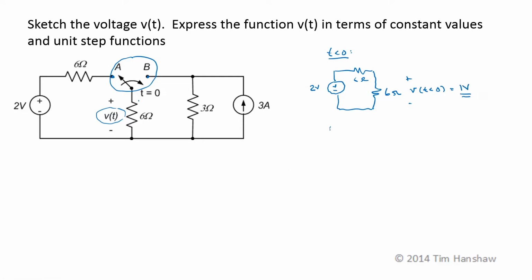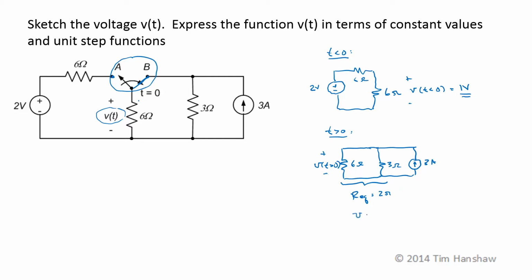Now, for t greater than 0, the switch is connected at point B here. So I have my 6 ohm resistor again. This is still V of t, but now at t greater than 0. This is in parallel with a 3 ohm resistor, which is also in parallel with a 3 amp source. So if I combine these two resistors, the equivalent resistance is 6 times 3 over 6 plus 3, which is 2 ohms. So this voltage, V of t greater than 0, is 3 amps times 2 ohms, which is 6 volts.